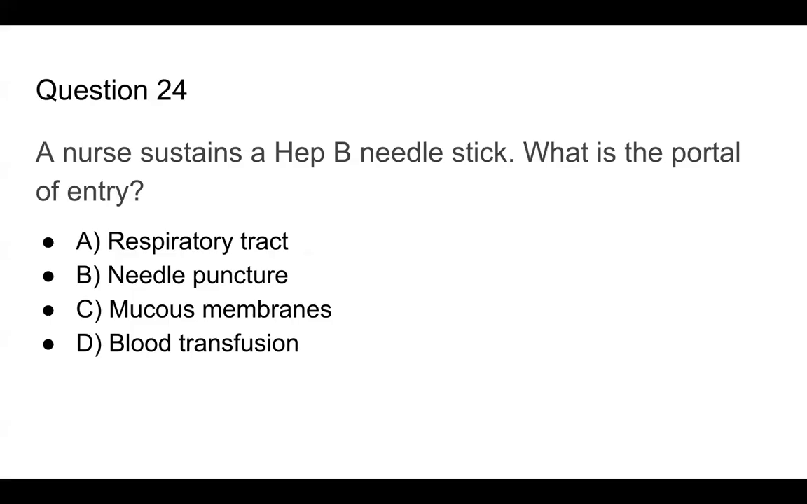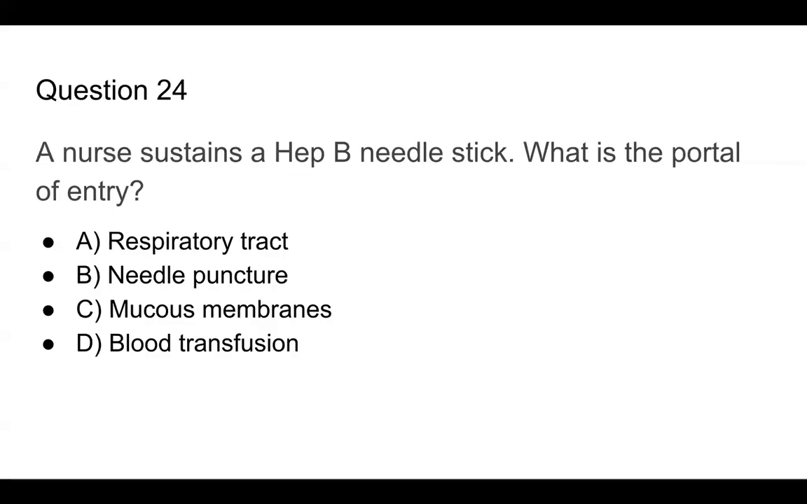So the correct answer to this one is going to be B, a needle puncture. So that's considered the portal of entry. When we're thinking of the chain of infection and how to break that chain, the portal of entry is how it gets into another individual, right?